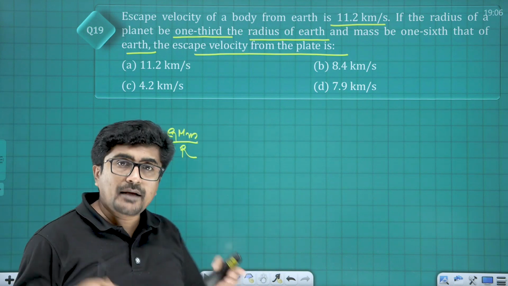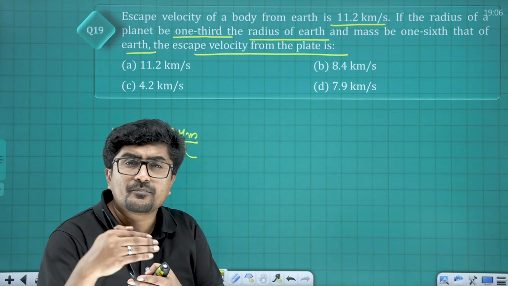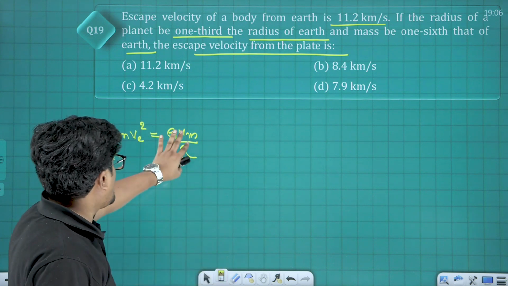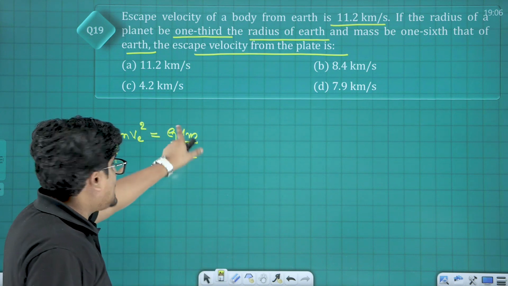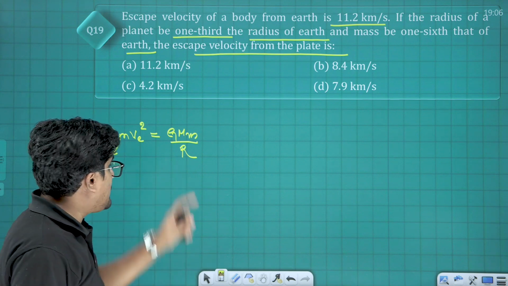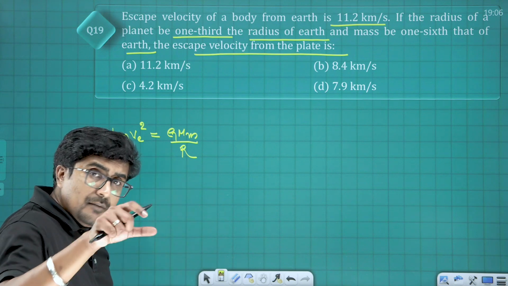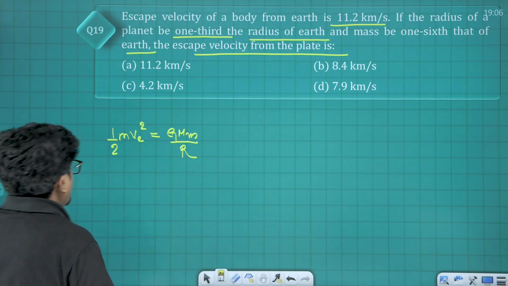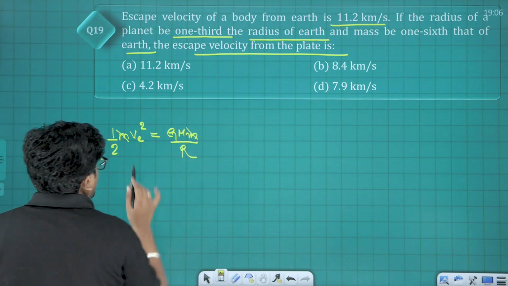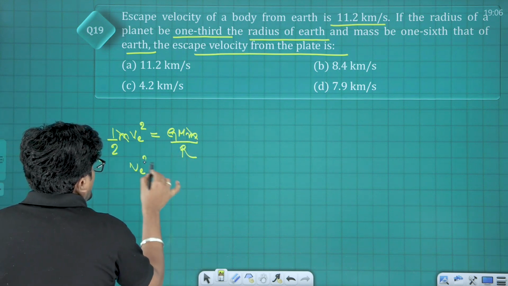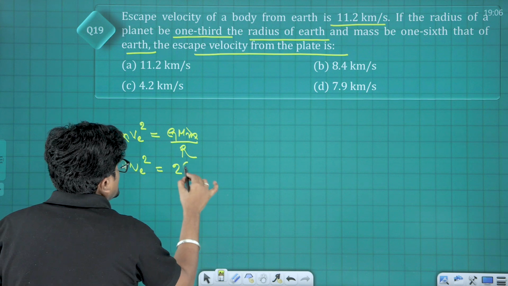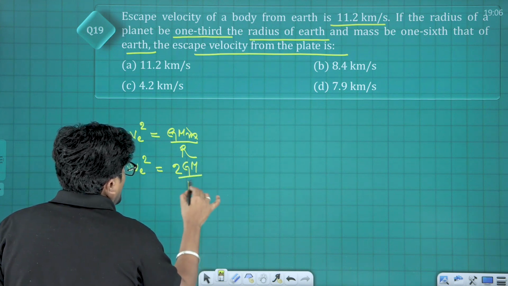So once it is kept at a state of rest, it is going to have the total energy as G capital M into small m upon R only, isn't it? Now here you know that this one and this one will cancel each other. V square is going to be 2 times G capital M upon R.